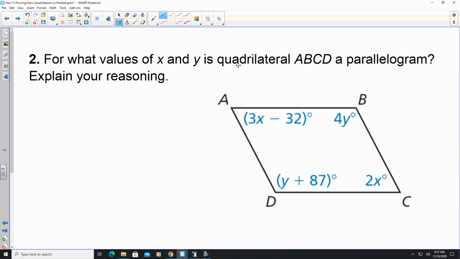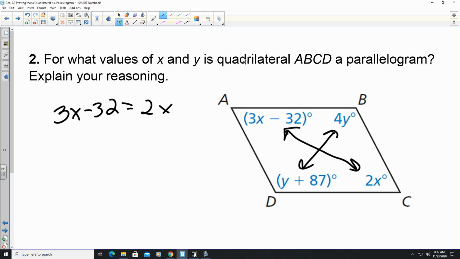Here it says, for what values of x and y is quadrilateral ABCD a parallelogram? They're asking you to explain. So for this to be a parallelogram, I need opposite angles to be congruent. So for that to work out, I would have to say that 3x minus 32 would have to be equal to 2x. So if I subtract 2x from both sides, add 32, x would have to be 32.